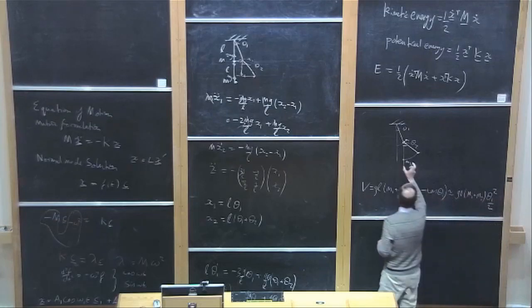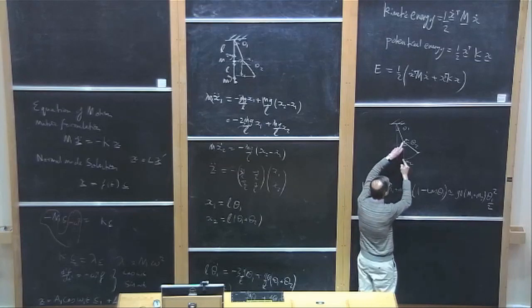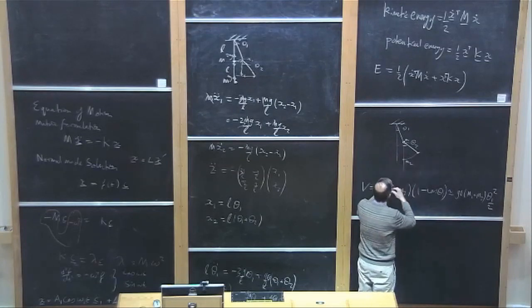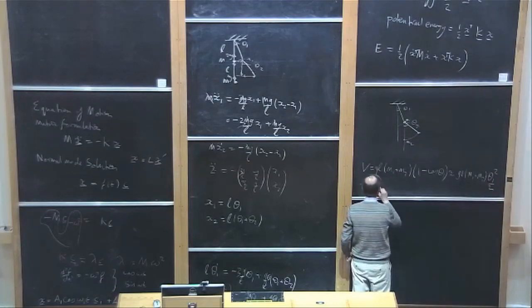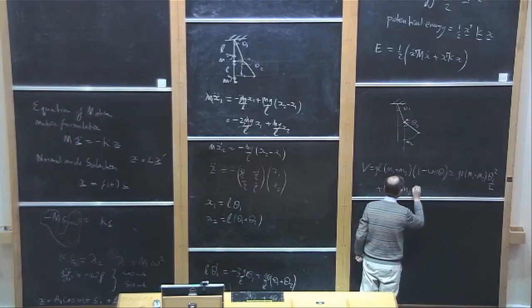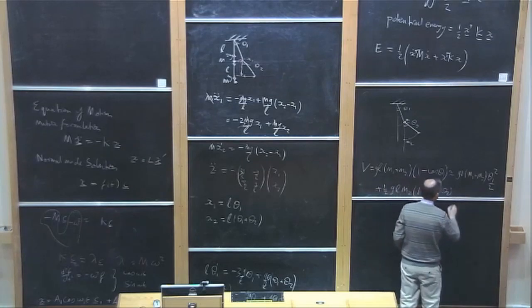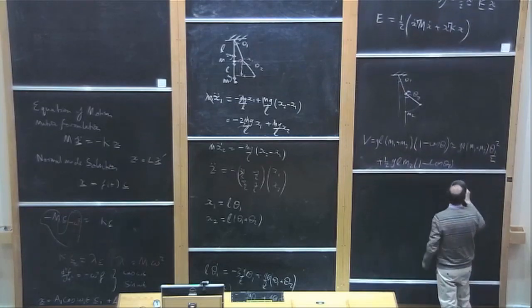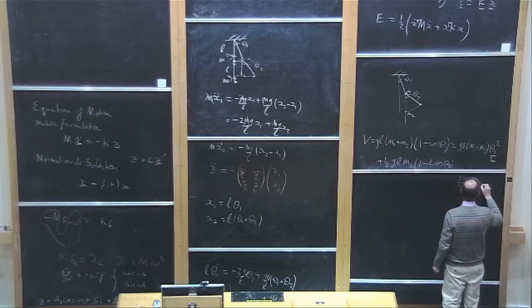And then we keep this mass fixed, and we rotate this mass by theta 2, and that's increased its potential energy by g L M2 (1 minus cos theta 2), which will be approximately another factor of a half g L M2 theta 2 squared.